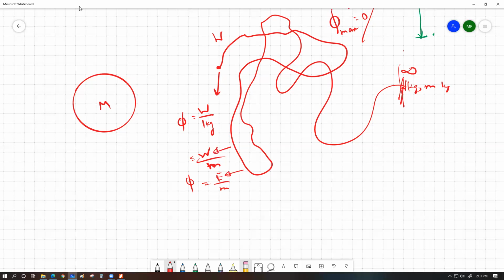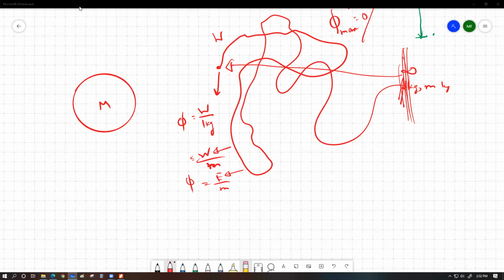This is the high potential point, and to bring the object from this point towards a point inside the gravitational field, we don't have to do any work. Any external agent doesn't have to provide any energy. The system itself will do it by its own virtue. What you said is absolutely correct, Ifat.